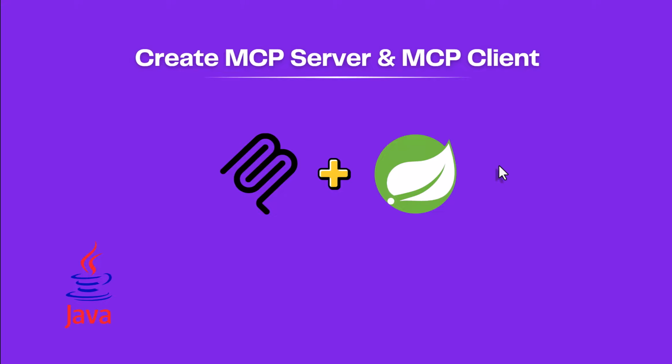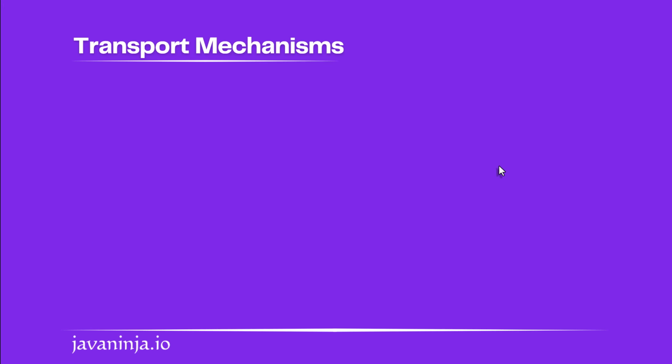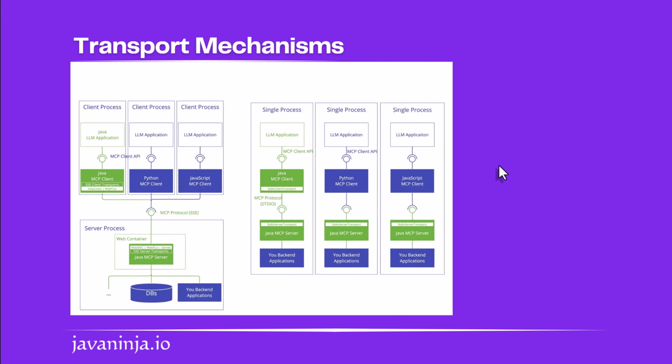Everyone, in this video we are going to create MCP Server and MCP Client using Spring AI. As we know by now, the communication between an MCP Client and an MCP Server happens on the transport layer. There are two ways to do it. First is STDIO, which is on the right.